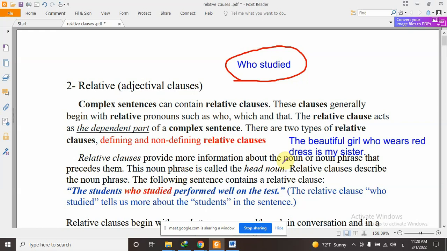Now, starting with the title, relative adjectival clauses. It means that it has two names; it could be called in two terms. Either you say it is relative clauses or it is adjectival clauses. What is the difference between the two?